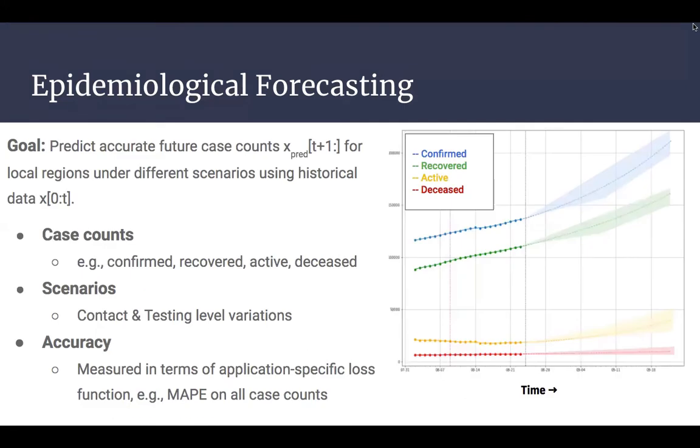The goal here is to predict the case counts for various local regions, such as districts or cities, under different scenarios. The plot on the right shows you four case count variables with time, similar to plots shown by most COVID trackers that you may have seen. Blue indicates confirmed cases, green is recovered, yellow is active, and red is diseased. The COVID trackers show you the numbers so far, and the task here is to predict the case counts in the future under various scenarios. A scenario could be specific changes in the lockdown restrictions or testing policy, or it could simply be a continuation of the status quo.